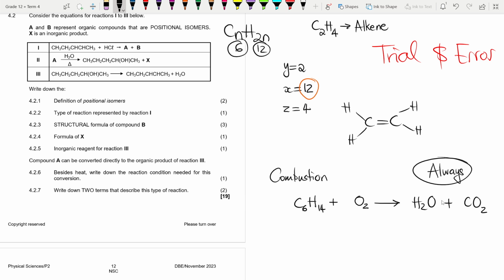Then the last thing to do is to balance. Balancing can get a little bit complicated, but for you guys, grade 12, it should probably be simple. The first thing I want to do when I balance, I look at the things that appear once on both sides.